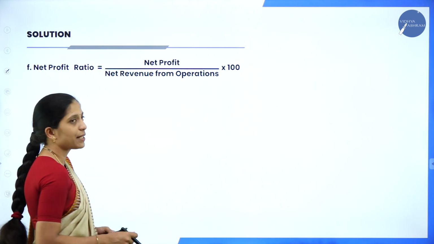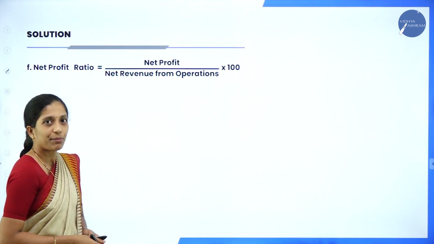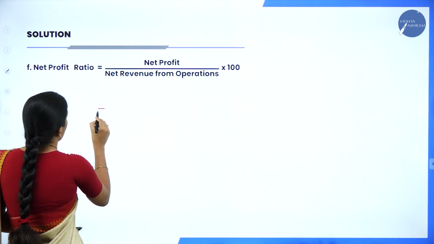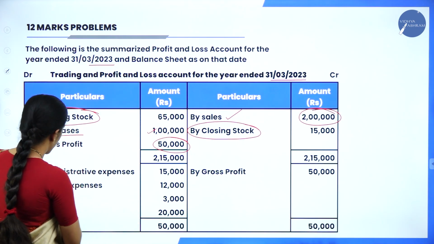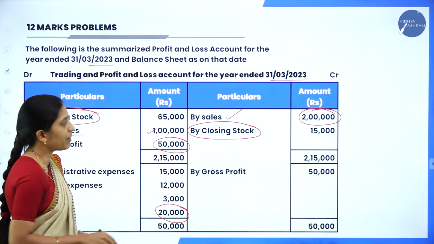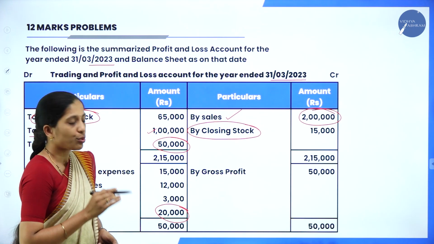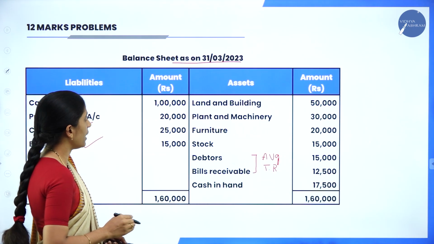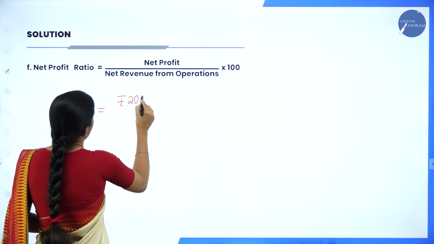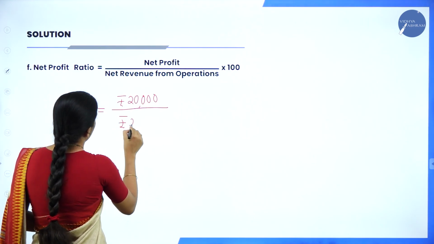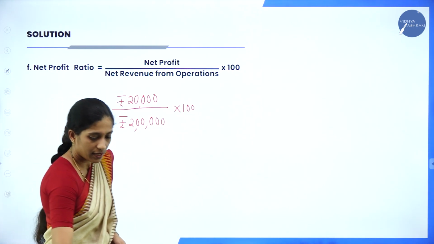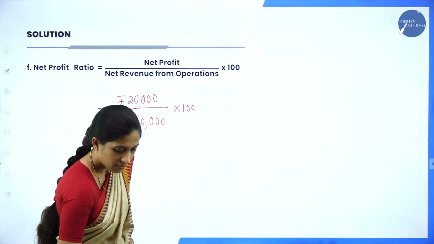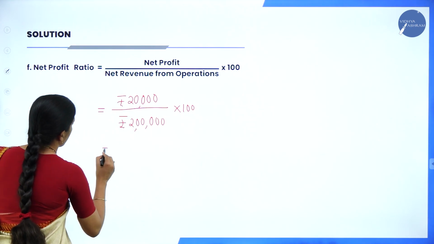Moving on to the next one, net profit ratio. Your formula is net profit divided by net revenue from operations into 100. So how much is net profit? If you see here, net profit, the balancing figure, is 20,000, divided by net revenue from operation, which is 2 lakh, into 100. So rupees 20,000 divided by rupees 2 lakh into 100 will be 10%.